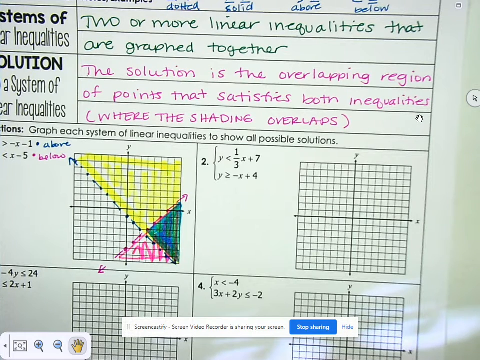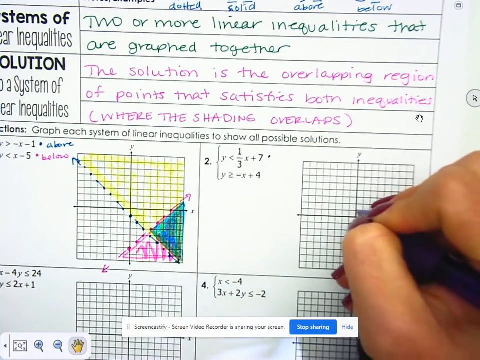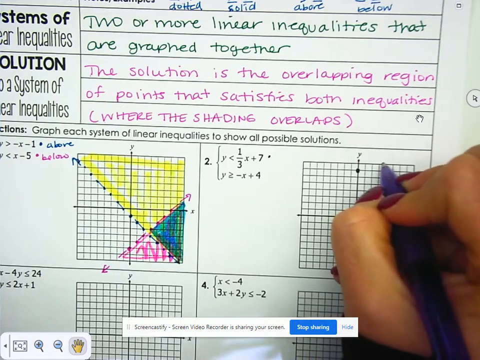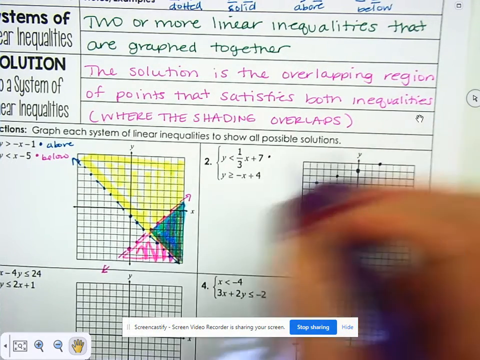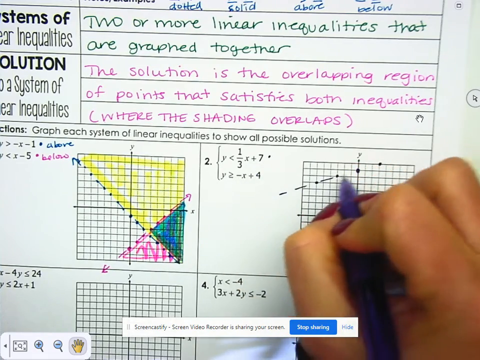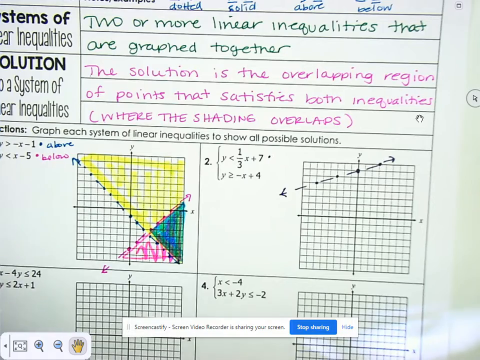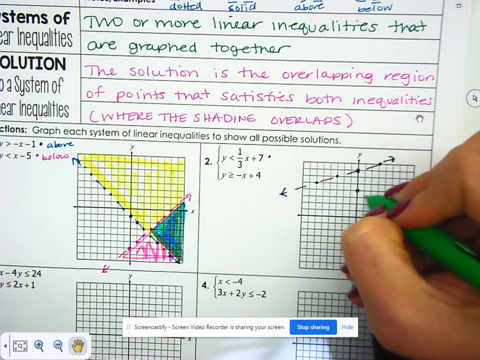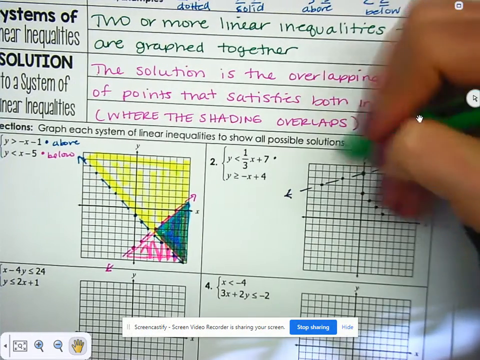Number 2. Again, we're going to start at up 7. And we're going to go up 1 and right 3, or down 1 and left 3. And that one is dotted. And for the second one, we're going to start at up 4 and go down 1 and right 1. And that one is solid.